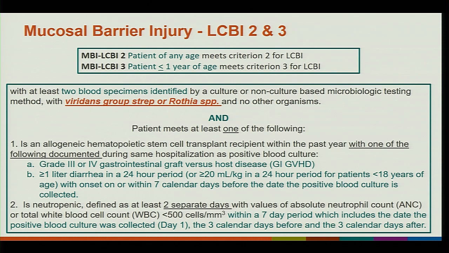In addition, when a blood specimen positive for an organism not included on the NHSN MBI organisms list is collected during the BSI RIT of an MBI LCBI, the initial MBI-LCBI event is edited to an LCBI and the identified non-MBI organism is added. That was a mouthful. So just put a star on that slide. Review later. It's like a little homework here.